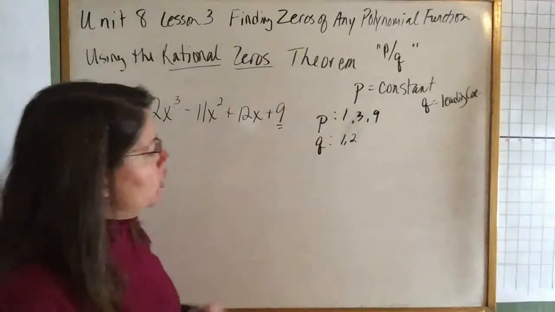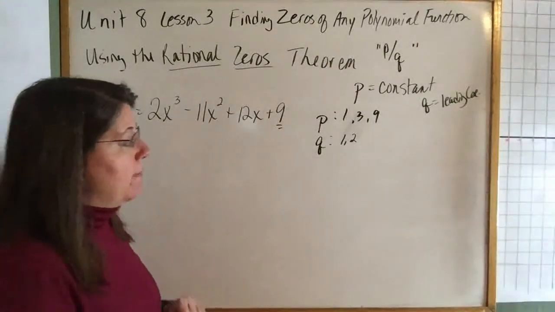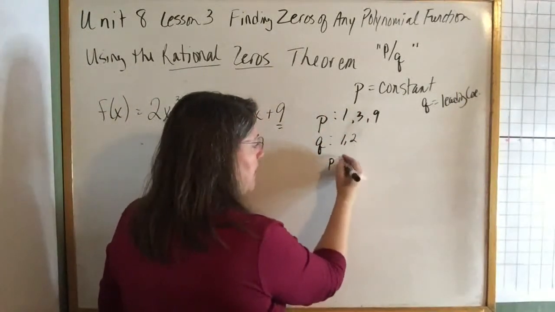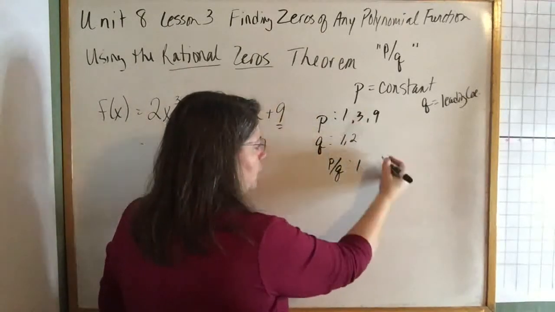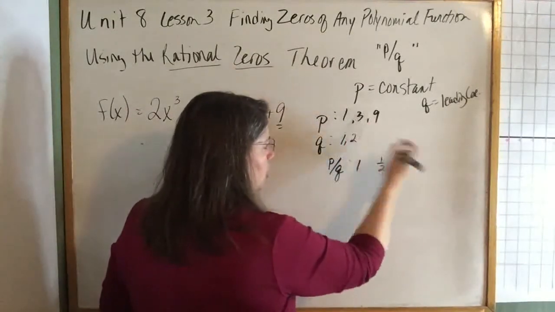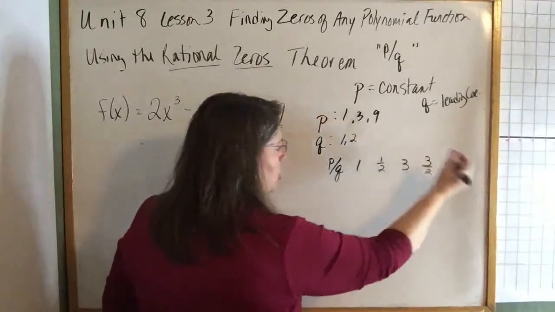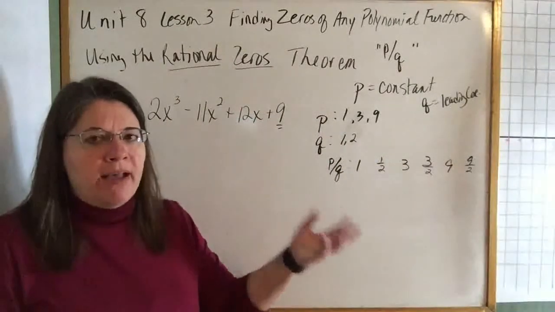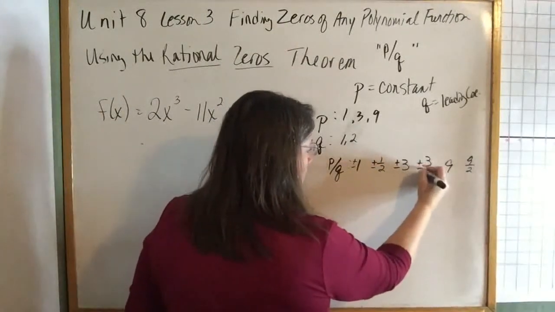Now, for my P over Q values, the values that could possibly be factors of the polynomial I'm looking for are all the values where I'm putting P over Q. So my P over Q values would be 1 over 1, which is 1, 1 over 2, or 1/2, 3 over 1, which is 3, 3 over 2, or 3/2, 9 over 1, which is 9, and 9 over 2, which is 9/2. And then I'm going to think about the positive and negative of each of these numbers. So I'm going to put a plus minus in front of each of these.